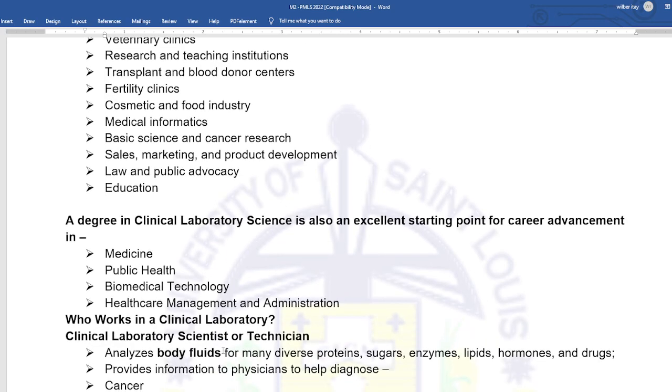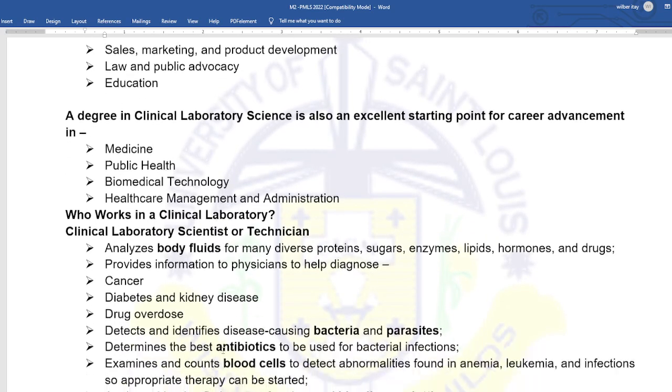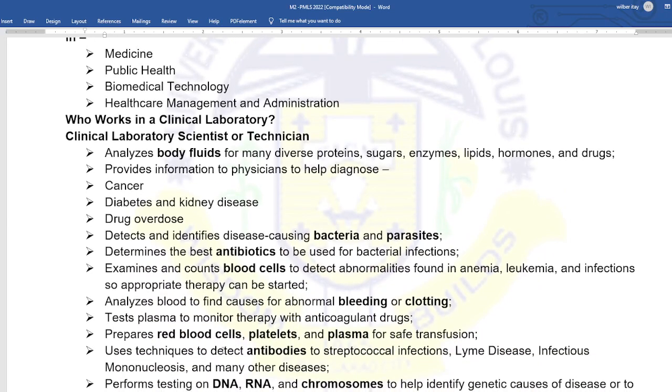So, who works in a clinical laboratory? So, sino na yung nagtatrabaho daw sa clinical laboratories? Okay, of course, we have the clinical laboratory scientist or technician. Okay, but guys, here, iba kasi yung medical laboratory technician, ha? In our country, iba din yung medical technologist. So, here, we will discuss the clinical laboratory scientist or medical technologist or medical laboratory scientist.